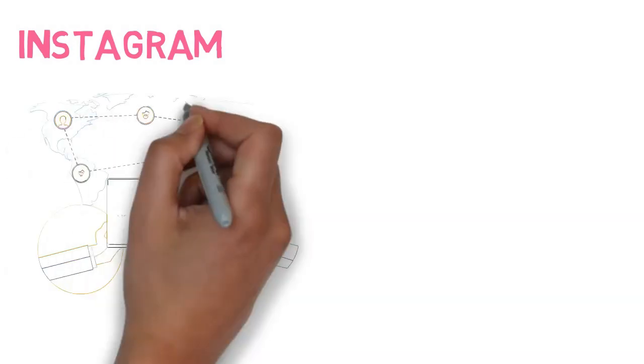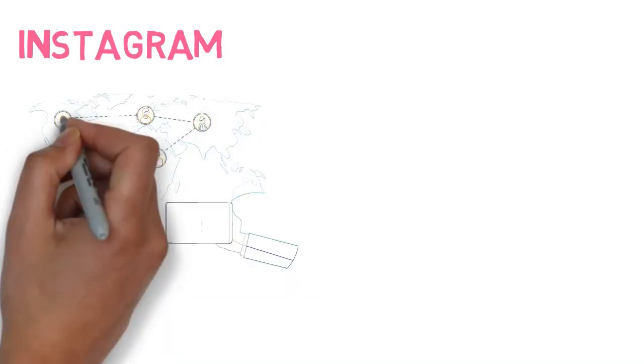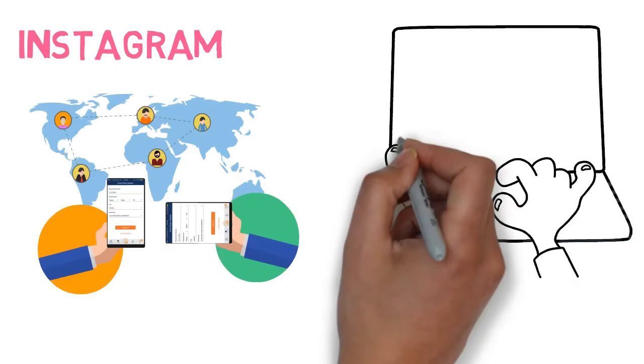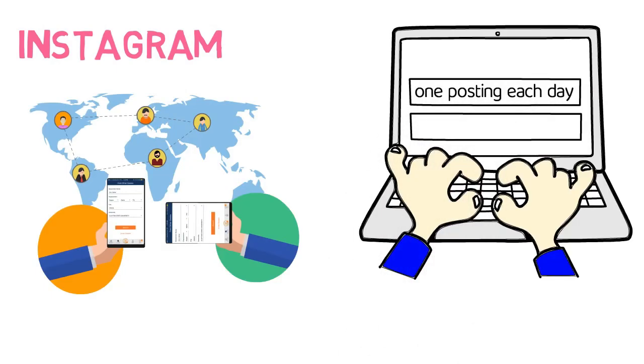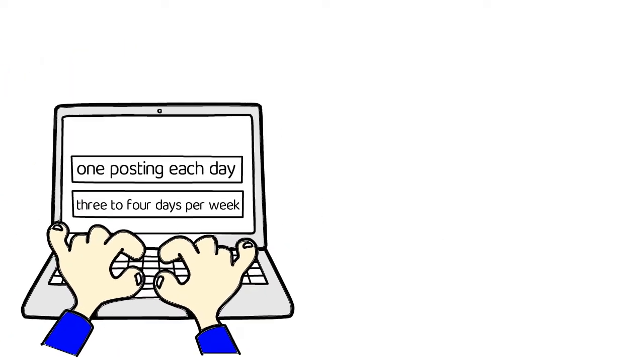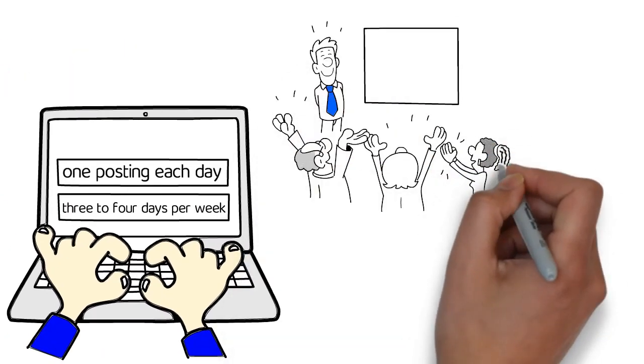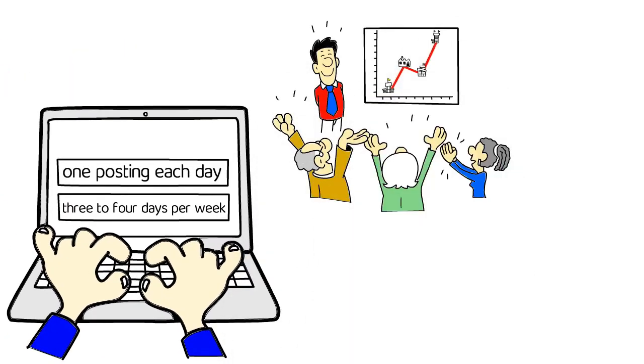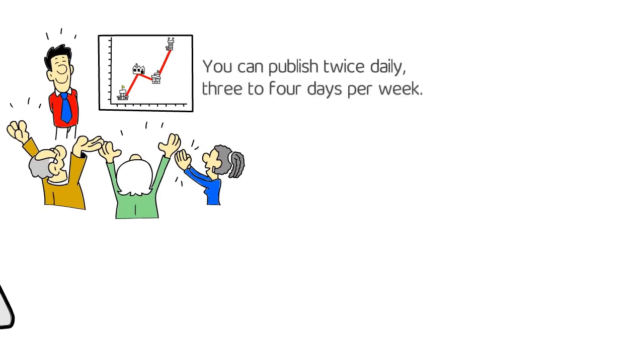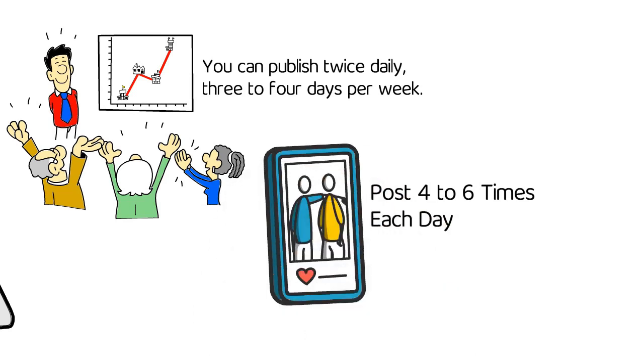Instagram. Instagram is a fast-paced social media network. As a result, you have the ability to post frequently without appearing spammy. Begin with one posting each day, 3 to 4 days per week. When your account becomes more popular and you gain more traction, you can publish twice daily, 3 to 4 days per week. It's okay to post 4 to 6 times each day as your business gains traction.